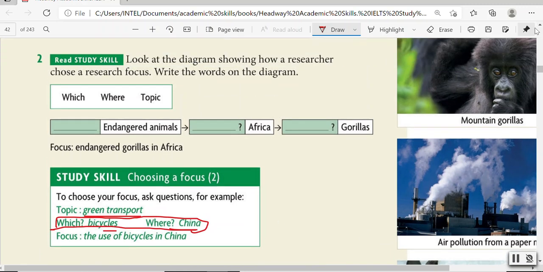In here we have this example. We must put down, or write down, which, where, and topic for these gaps. We must write down them. Okay, look at the diagram showing how a researcher chooses a research focus. Write the words on the diagram.